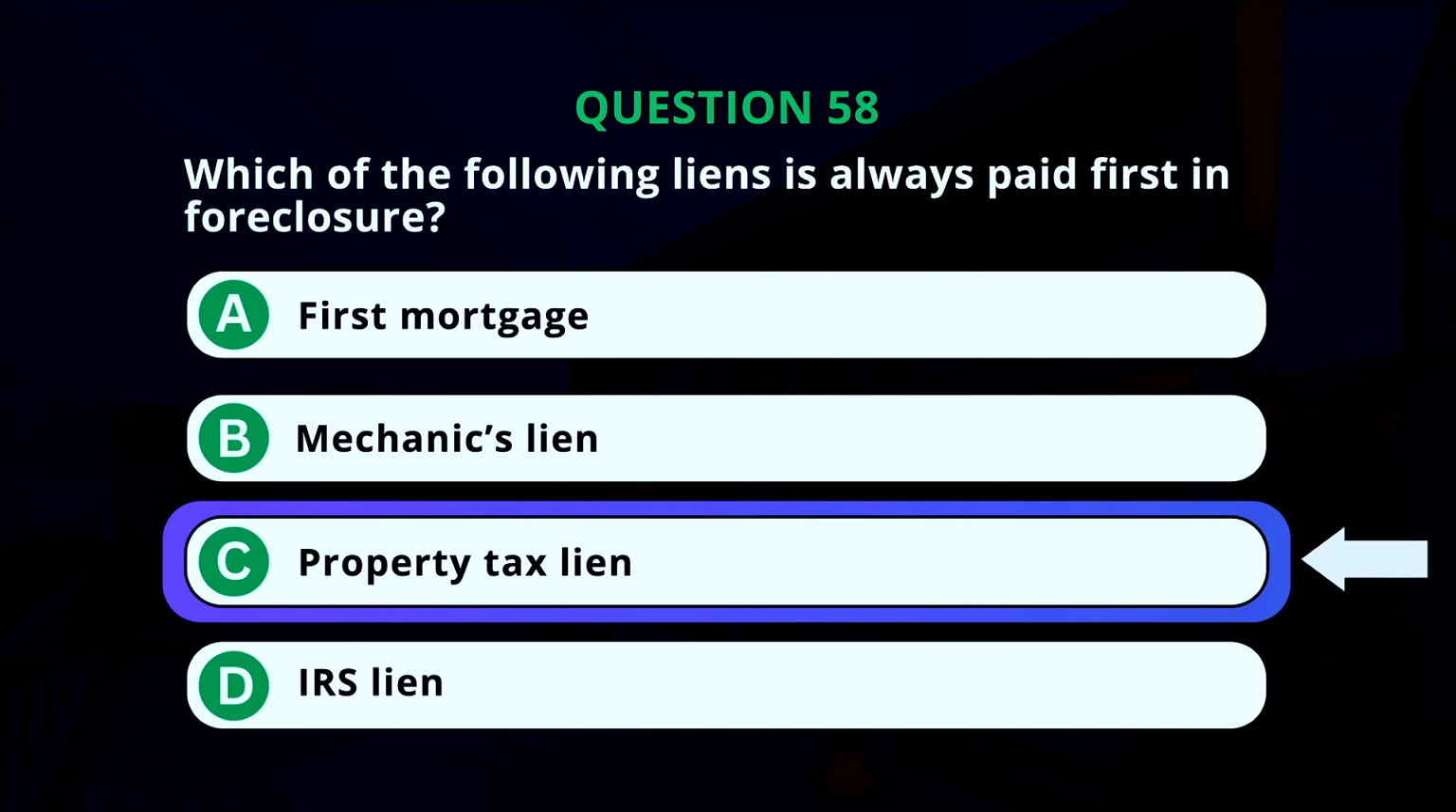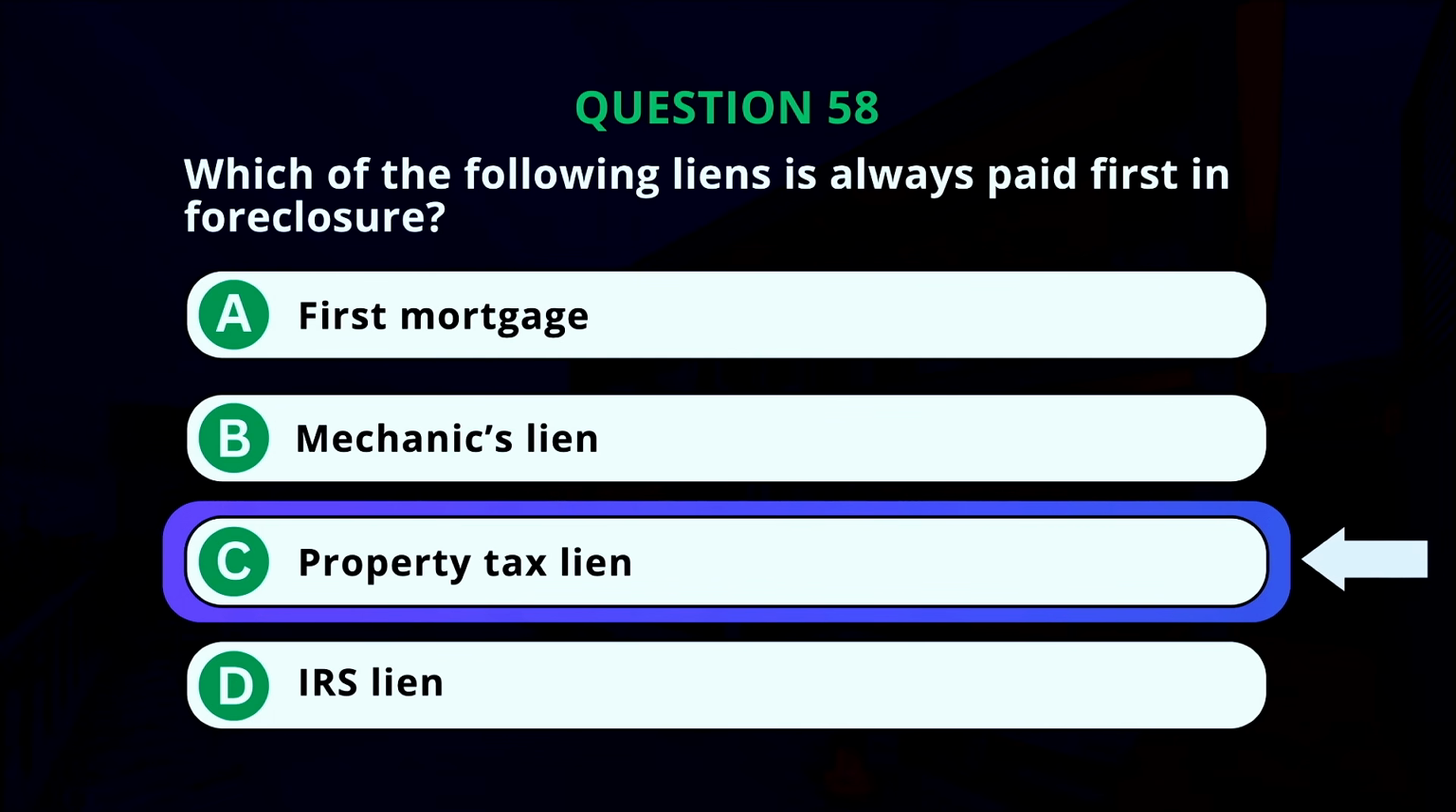So property tax liens are super priority liens. And this is an interesting question because there's the IRS lien, and the IRS lien takes pretty high priority. And so as I'm reading this question, I could see that there's an argument for C or D. Some people are going to pick A, first mortgages, because some people might forget about the property taxes and stuff.